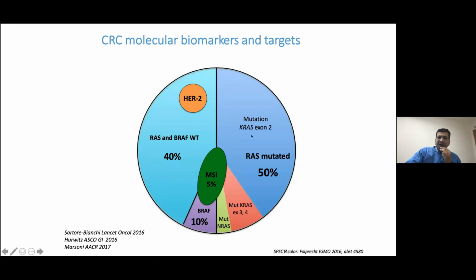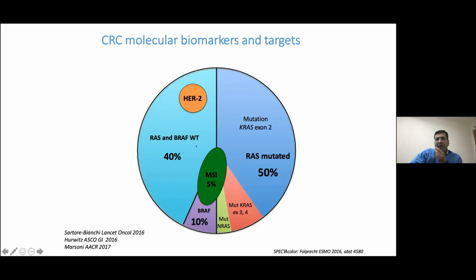One is RAS and RAF. We can see almost 50% of the tumors are RAS mutated, and another 10% are BRAF mutated. We know if the tumors are RAS or RAF mutated, the EGFR inhibitor response is very poor. Then the other mutations in RAS, NRAS and KRAS, are also emerging. Then MSI, we know, is present in 5% of patients, and it is 40% of people who have wild type RAS and RAF.